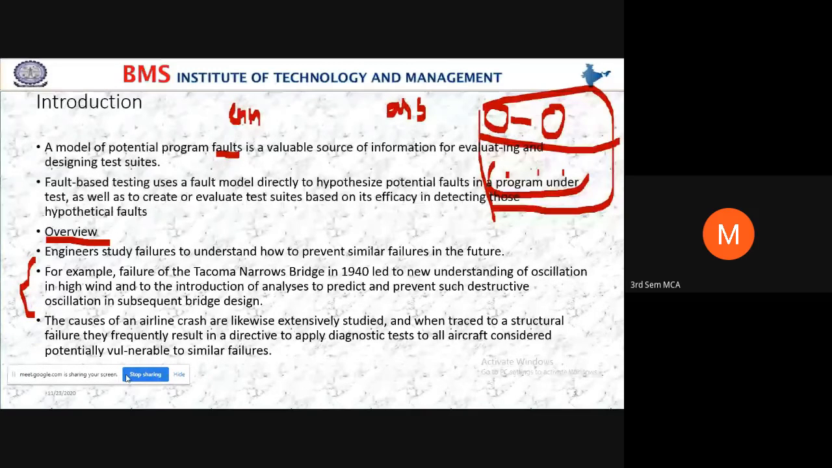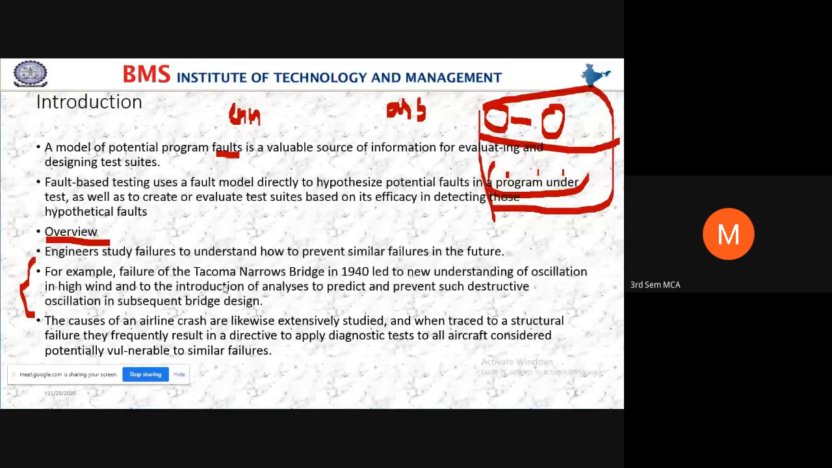Here, the causes of an airline crash are extensively studied, and when raised to a structural failure, they frequently result in a directive to apply diagnostic tests to all aircraft considered potentially vulnerable to similar failure. This is one example, and this is a bridge example. So what happened in the bridge? In 1940 they constructed a bridge, and because of high wind, something went wrong in the bridge.